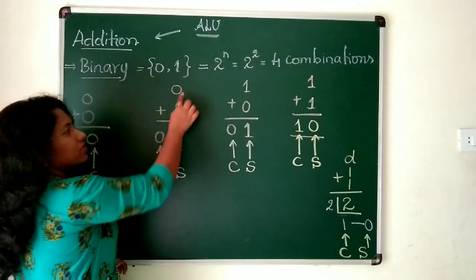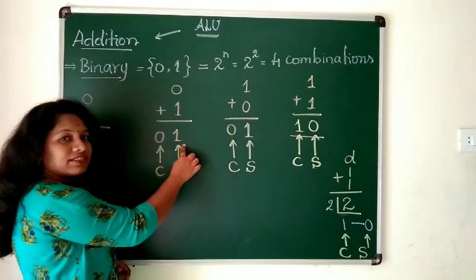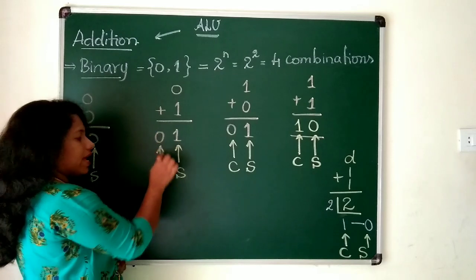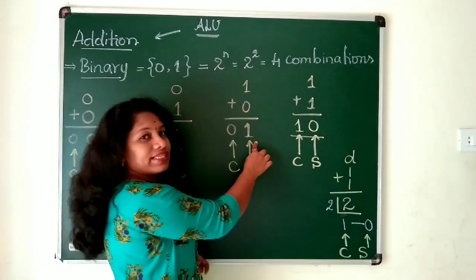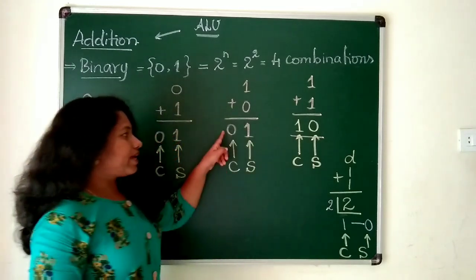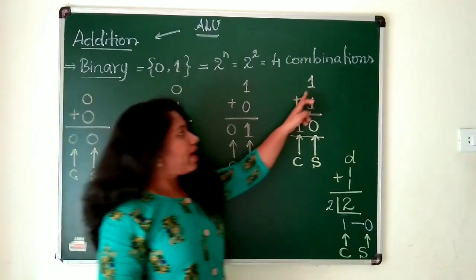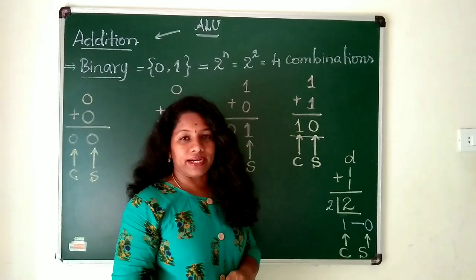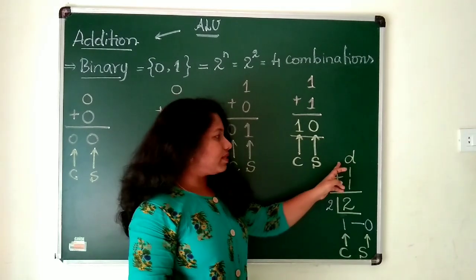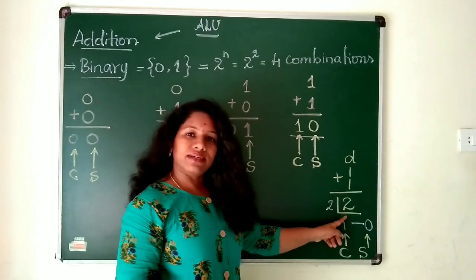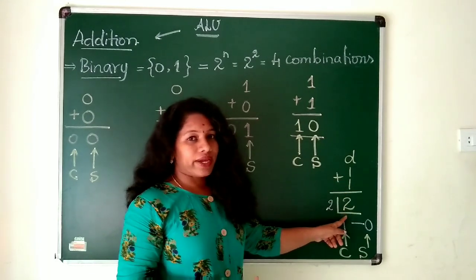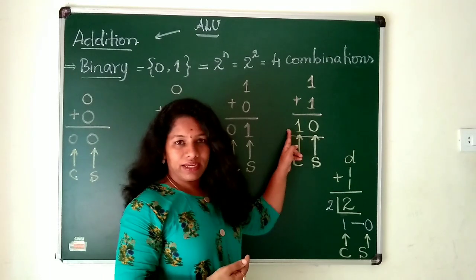When you add 0 plus 1, you will be getting sum as 1 and the carry is 0. When you add 1 plus 0, then also the sum is 1 and the carry is 0. When you add 1 plus 1, what will you be getting? The decimal equivalent of that is 1 plus 1, the answer is 2. Now, this 2 cannot be written in the binary number system.